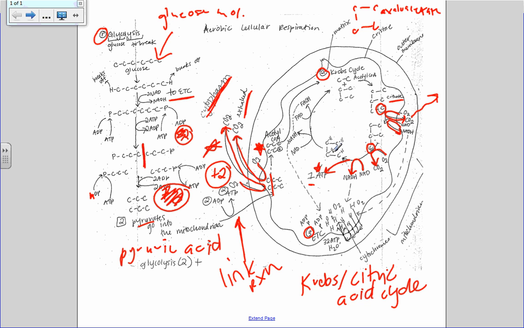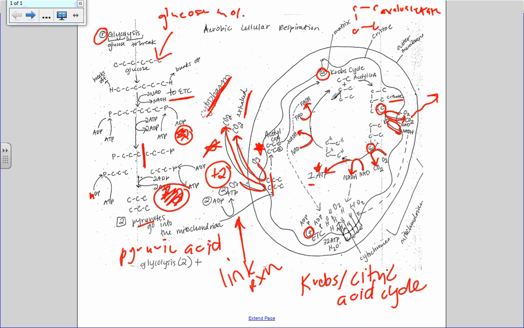Okay? What's going to happen now is that carrier molecules called NAD and FAD are going to come and pick up the remainder of the hydrogen molecules. Where do you think they're going to take them? To the electron transport chain.